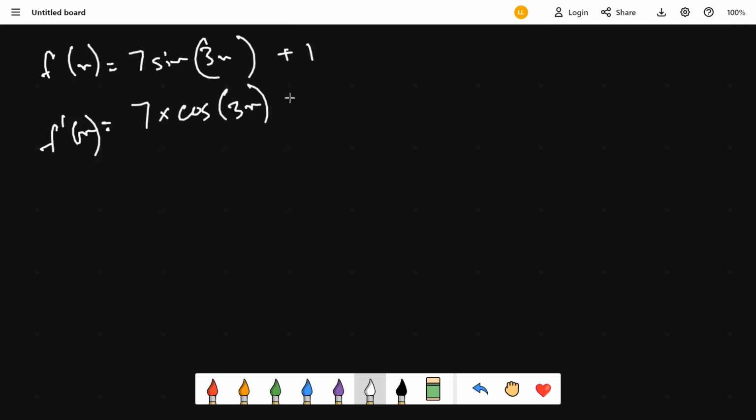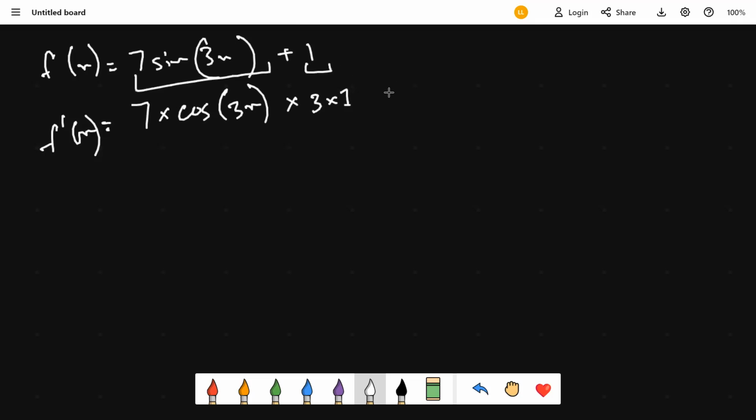So cos 3x. Now differentiating the innermost function, which is 3x. Differentiating 3x is 3 times, we have what? Differentiation of x, which is actually 1. So that's this portion's differentiation.